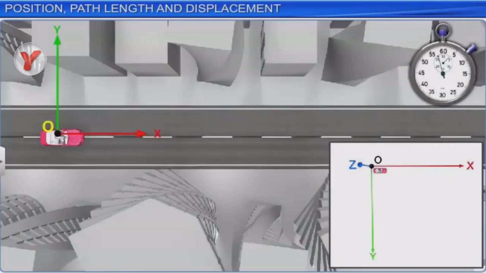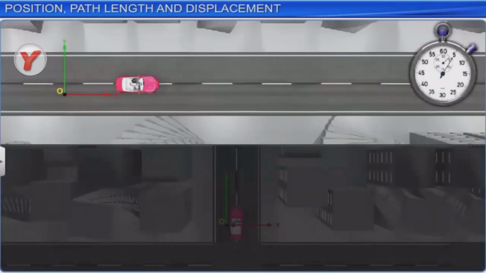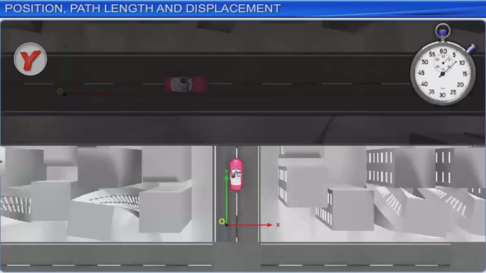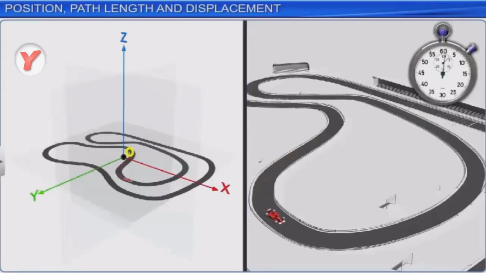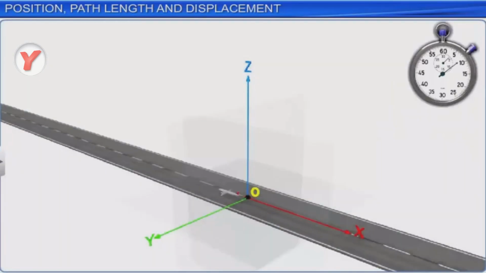It is either the x-axis or the y-axis. This type of motion in a straight line is known as rectilinear motion. If the body is moving in a plane, then we consider any two of the three reference axes. If the body is moving in space, which is three-dimensional, then we have to consider all the three reference axes.